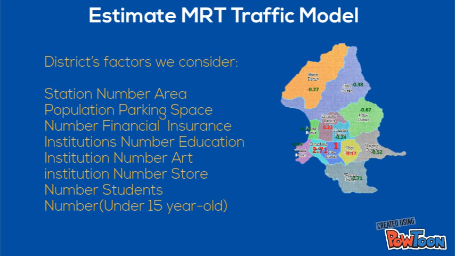Phase 1 is about model introduction. In the MRT traffic model, we try to estimate which variable would affect district traffic the most, and the variables are as below. The first one is station number, second one is area, third one is population, 4 is parking space number, 5 is financial and insurance institution number, 6 is education institution number, 7 is art institution number, 8 is store number, 9 is student number.